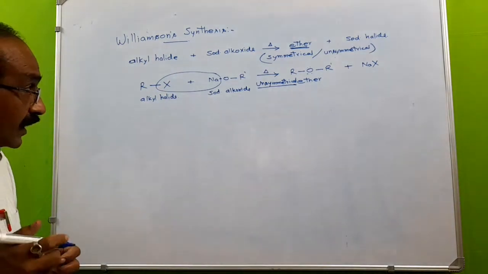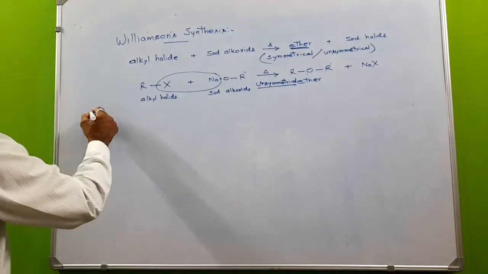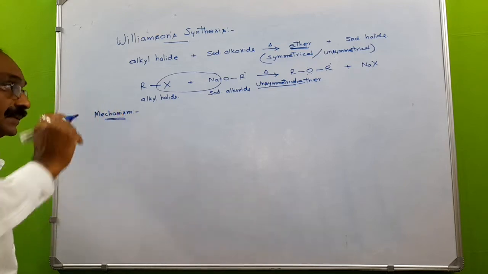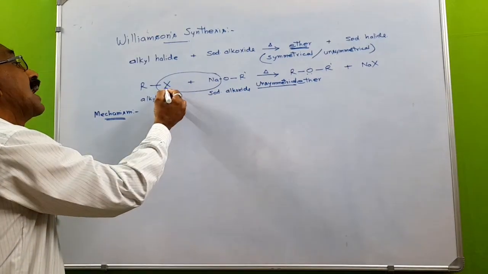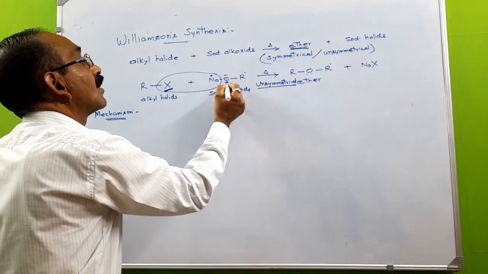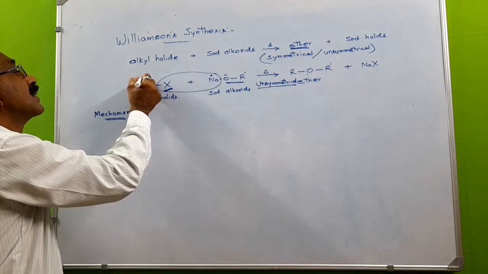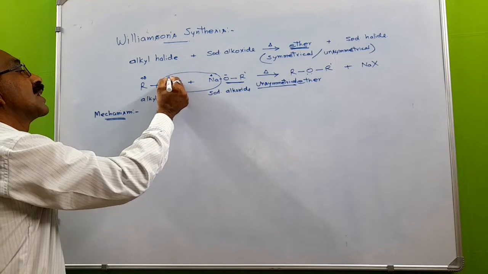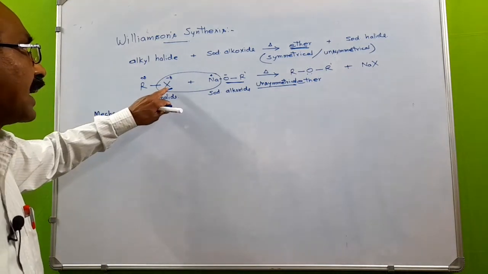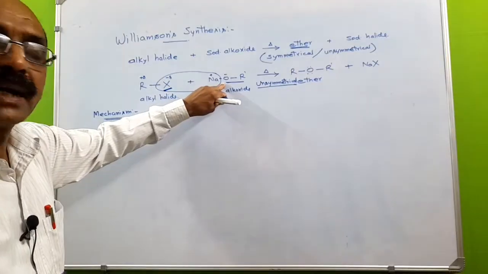Now thereafter we'll discuss what's the mechanism, how the reaction occurs. See, in this reaction the halide is being replaced by the alkoxide ion. As in alkyl halide there is a polarity, the alkyl part bears slight positive charge and the X part bears slight negative charge. So here the X minus is replaced by the alkoxide ion, which acts as a nucleophile.